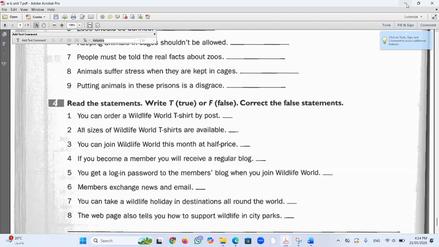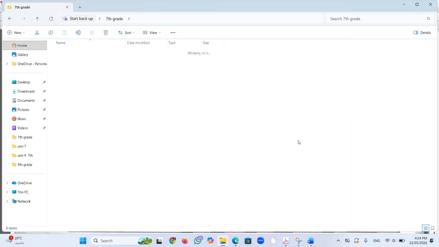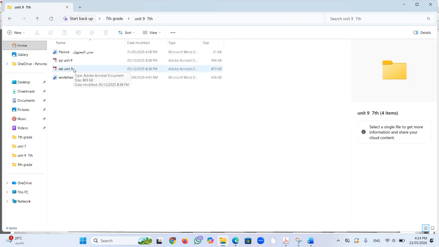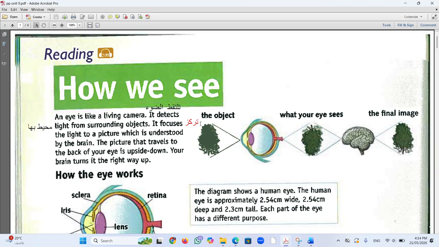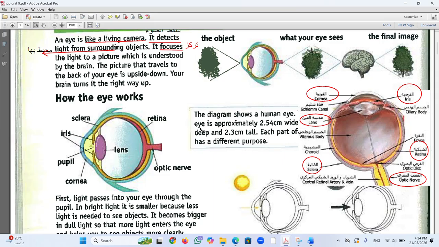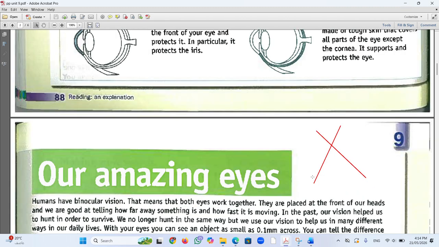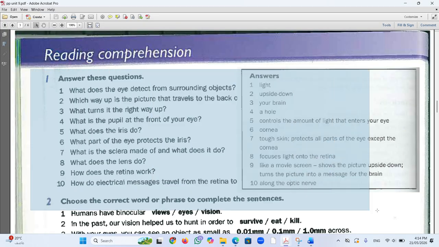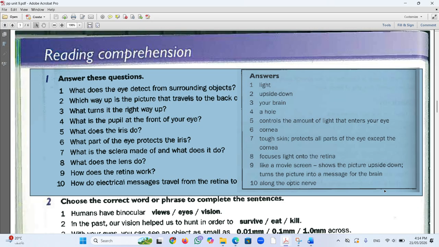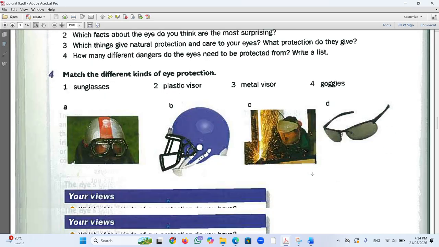Okay, go with me now to unit 9. What are the most important things here for you in unit 9? Open your pupil's book with me. This page is very important. This page is not important at all, we didn't explain it. Here, all these questions are important for your exam. All these are very important for you in your exam.